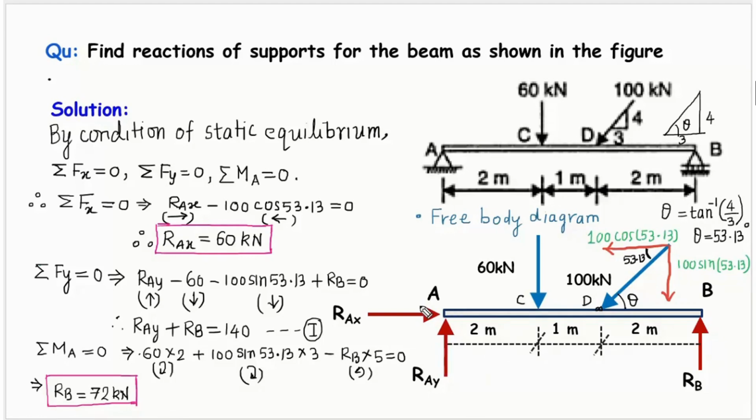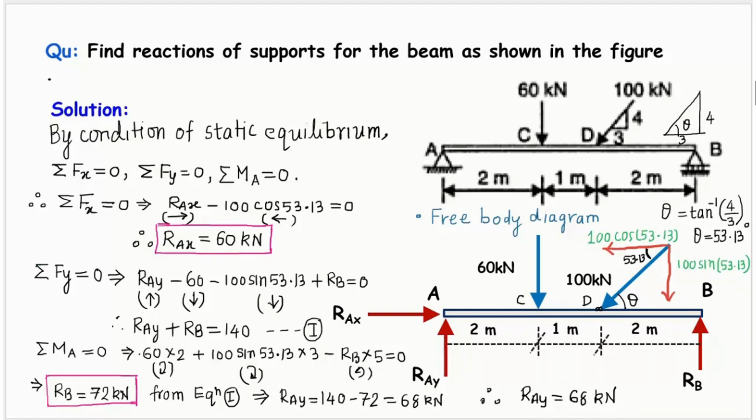Okay, so now we got RAX, this one, and we got RB, the vertical force. Now RAY needs to be calculated. So I can substitute the value of RB in equation 1 and calculate RAY. Therefore, from equation 1, we will be getting RAY as 140 minus 72, and that is equal to 68 kilonewton, friends. So I have got the final answer: RAY equal to 68 kilonewton.